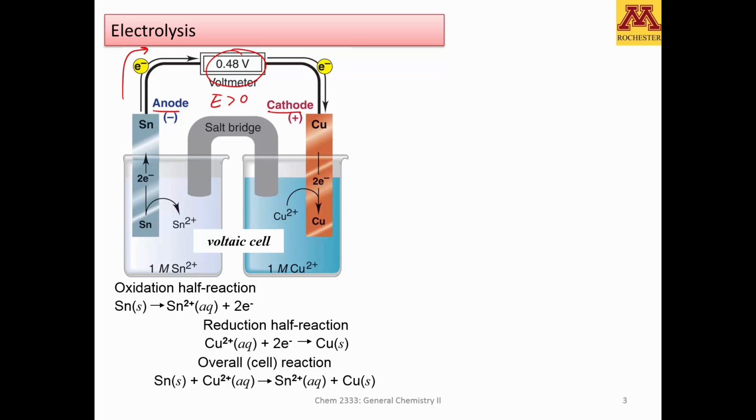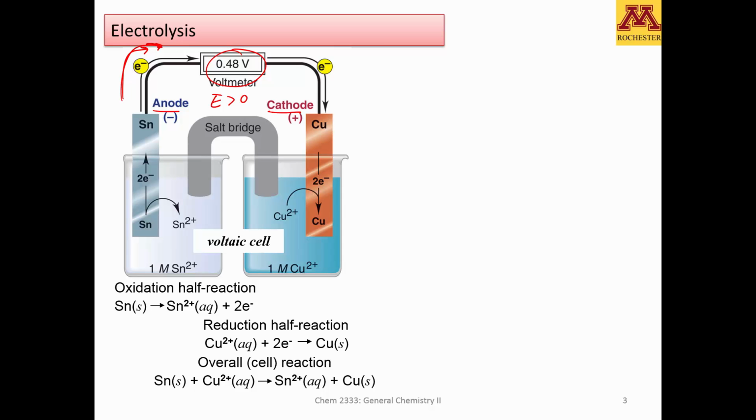Sometimes if you plug in the voltmeter in the opposite direction, you may see this being negative. It's not because you reversed the direction of the electrons, it's just that you connected the voltmeter to the wrong electrode. But regardless of how you connect the voltmeter, you will have this direction of electrons, in this case from the anode to the cathode.